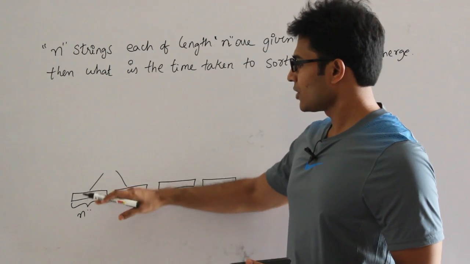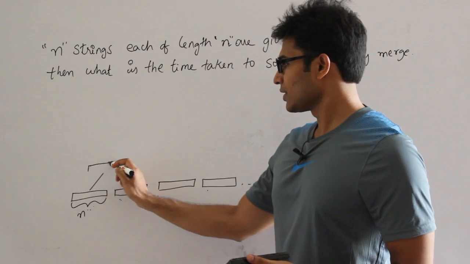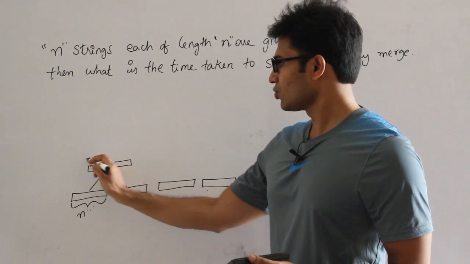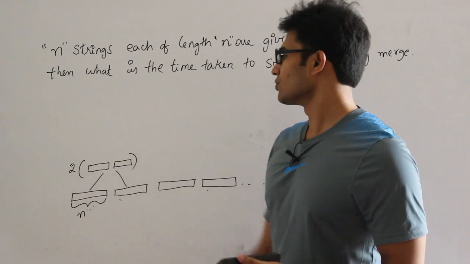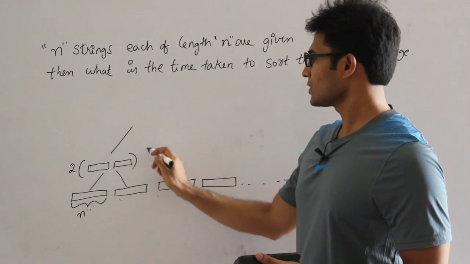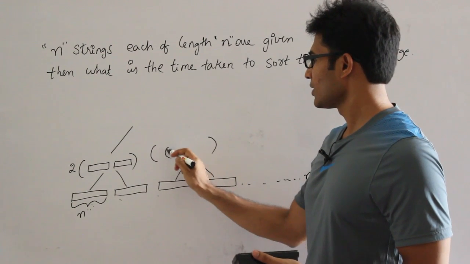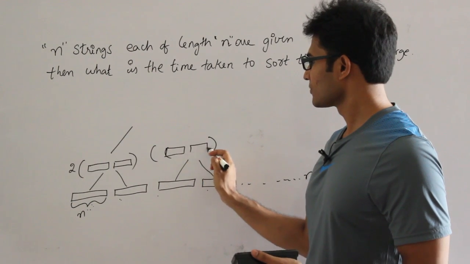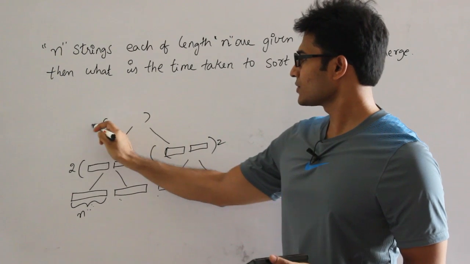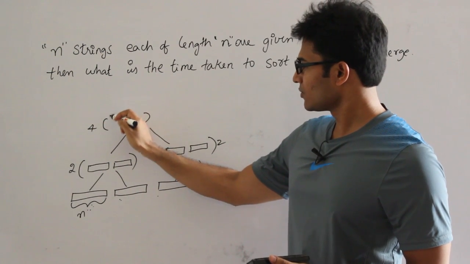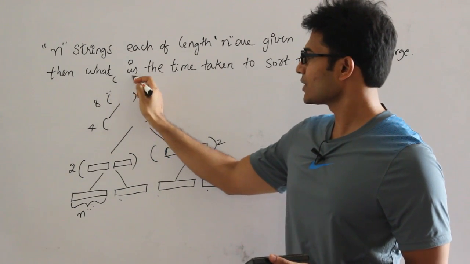We compare these two, and I get a list containing two elements in sorted order. So now the size of the list here is 2, and I combine two such lists. These two are combined into a list of size 2, and now these two will be merged into a list of size 4, and then these two combined into a list of size 8. So on, until I reach a list of size n.